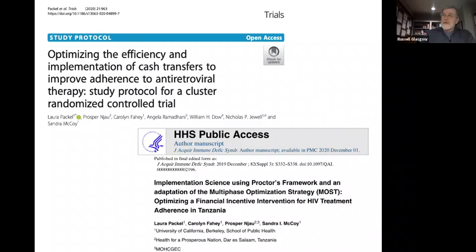So what we did was we took a real example, an interesting study here, trying to optimize and study the efficiency of cash transfers to antiretroviral therapy, focused on adherence, in a nice cluster randomized trial. You can see the citation here that used the MOST optimization framework, and then for outcomes it used Enola Proctor and colleagues' outcomes framework. So this is real. Now we're going to do a thought exercise. If you can go to the next slide.